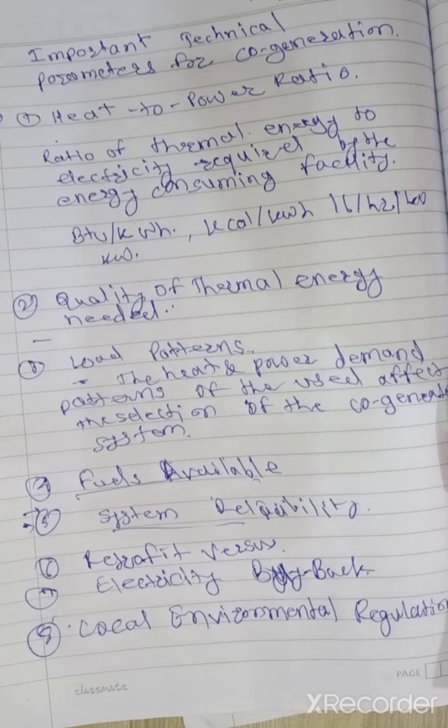See here, in industries, we have taken an example with a Sankey diagram of industry, right? Then we have discussed the factors influencing cogeneration. There are 4 factors that we have discussed. First one is base electrical load matching. Second one is base thermal load matching. Third one is electrical load matching, and fourth one is thermal load matching.